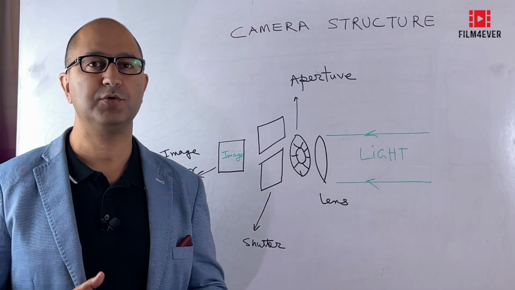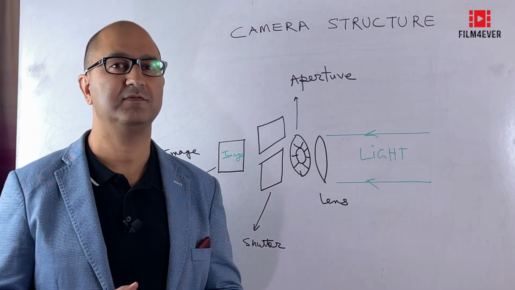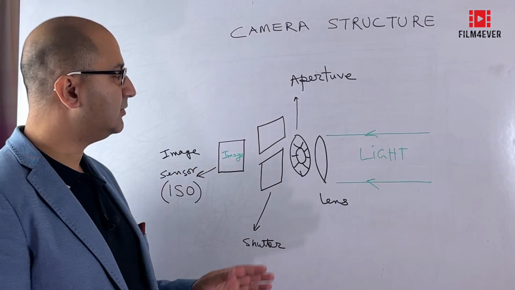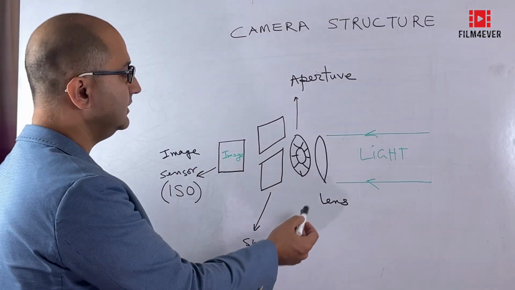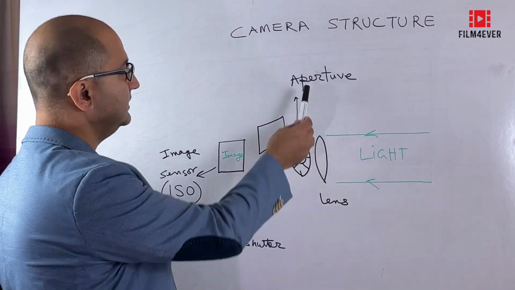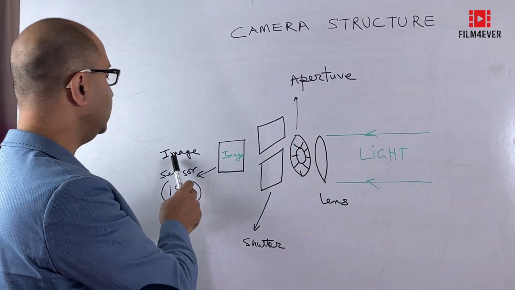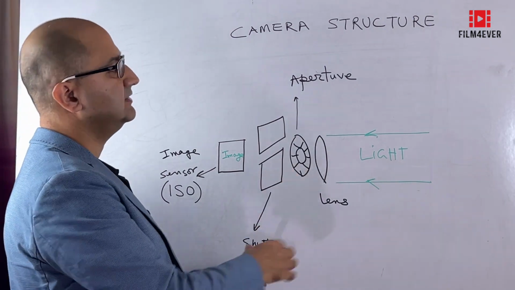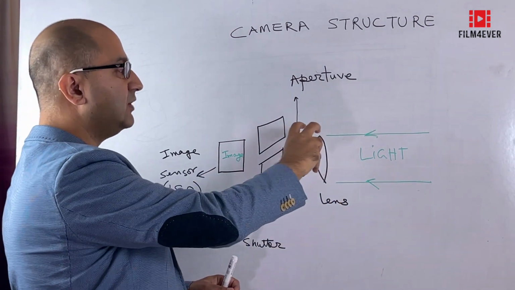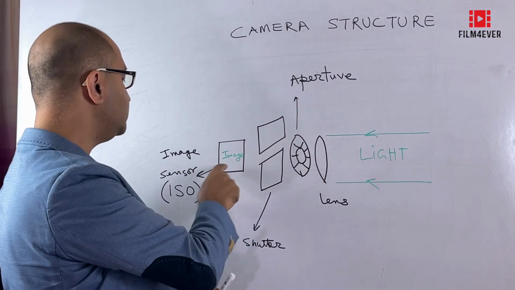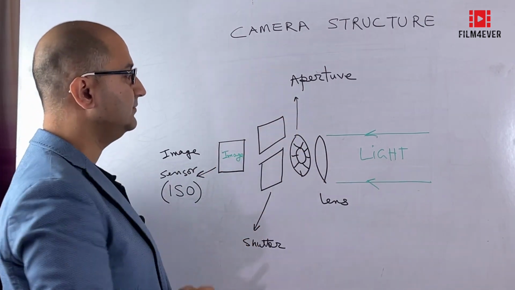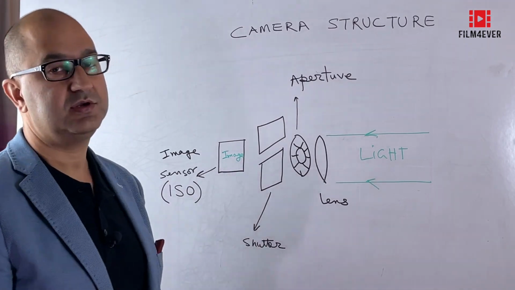So let's talk about the basic structure of the camera, whether it's in a DSLR or it's in your smartphone. Some of the components of the camera are the lens, aperture, shutter, and image sensor. So what is the purpose of lens? The lens gathers the light from the source, and before it goes on the image sensor, it passes through the aperture and shutter. So what is aperture?